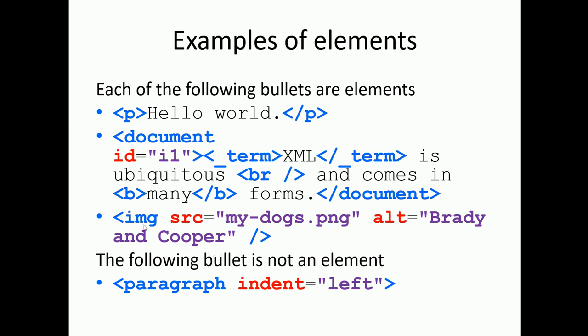An empty element, this is an empty element because we see that it has this trailing slash followed by the trailing greater than sign. But in this particular case, different than the empty element we saw before, this is an image element and it has attributes. It has a source attribute with a value and it has an alt attribute with a value. The following bullet is not an element. This is not an element because it just has a start tag and we don't see its end tag, therefore it's not an element. It's just a start tag.